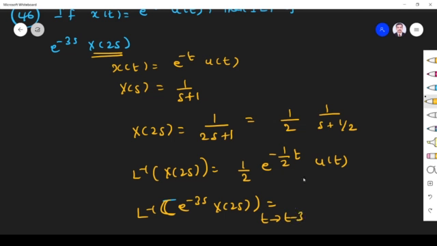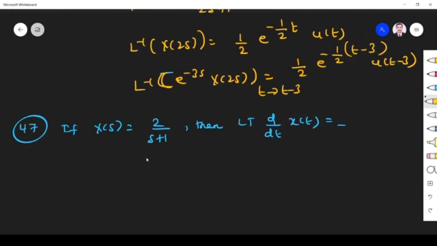Yes or no? If in the t domain the time is shifted by t minus 3, in the s domain it will become e power minus 3s. So I have to replace t by t minus 3: 1 by 2 e power minus 1 by 2 (t minus 3) u of (t minus 3). That is the answer.